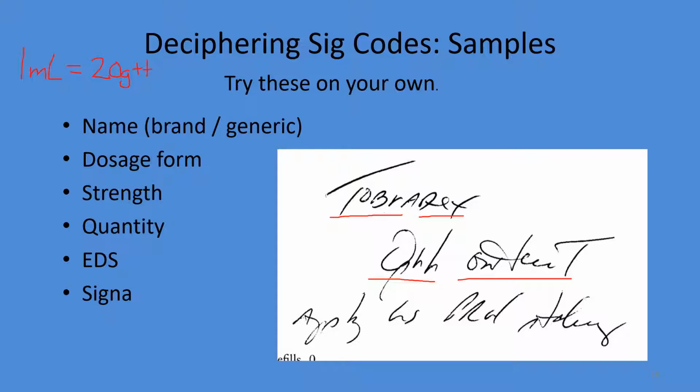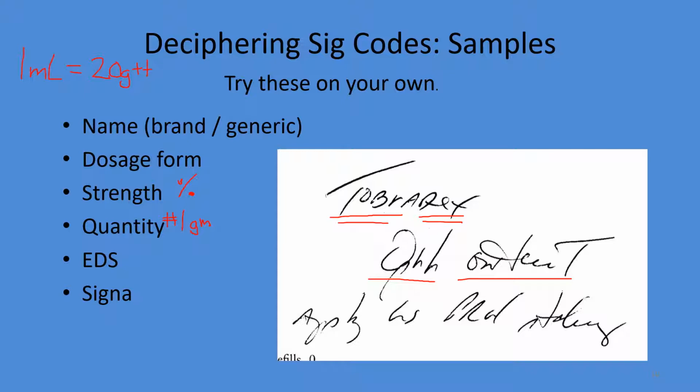So Tobradex, tobramycin, dexamethasone. Dosage form is ophthalmic ointment. The strength, we'll just look it up, probably by percentage. I don't know it off the top of my head. So you have to give both drugs, how much tobramycin per gram and how much dexamethasone per gram. Quantity, we bill per gram. So if it is a 3-gram tube, then it's pound 3. If it's a 10-gram tube, then it is pound 10. So we bill per tablet, per gram, per mL.